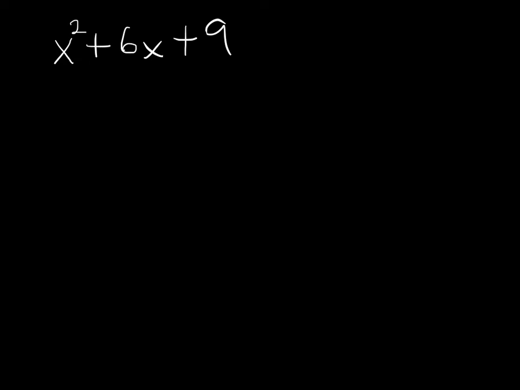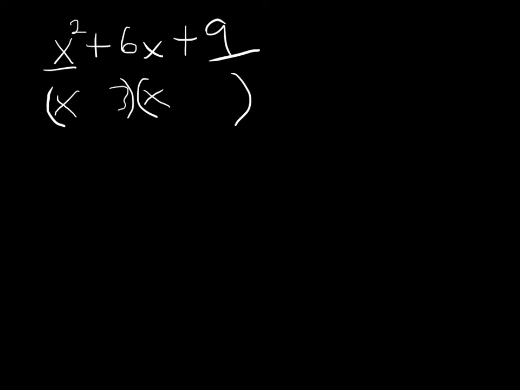In previous lessons, we learned how to factor trinomials. This is an example of a special product. Now, we still want to factor this the same way we've done in the past. We're going to look for it to be the product of two binomials. The first term is x squared, so we're going to write x and x as the first term in each binomial. But we're going to notice that 9 is also a perfect square.